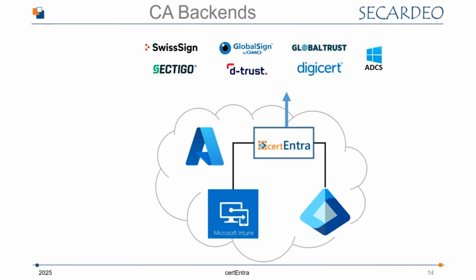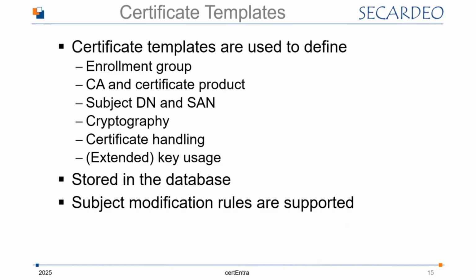We support a couple of CA backends. Especially we have connections with public CAs that issue trusted SMIME certificates, but we have also a connector for your Microsoft CA for ADCS. Then you will have to configure certificate templates. Perhaps you know about this structure in Active Directory. We don't have an Active Directory here, so what we do is we configure and store these certificate templates in the database.